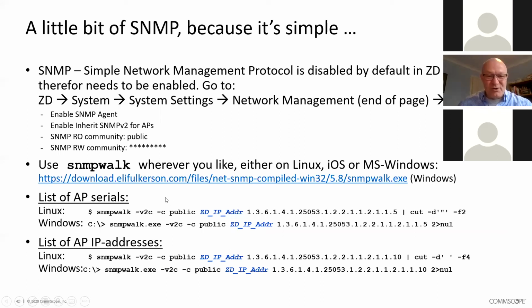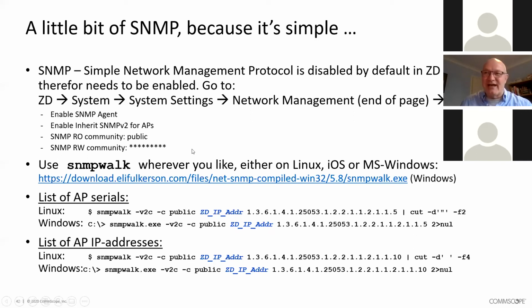So following these simple steps, whether you're using Linux or a Windows laptop, you can use an SNMP walk command to look and extract that information from the ZoneDirector. I won't dwell on the requirements there. Obviously, you've got to make sure SNMP is turned on on the ZoneDirector and then run these commands here. So a few things to look at there.